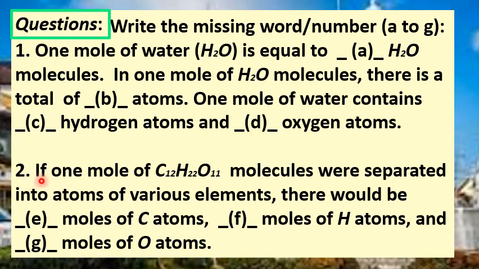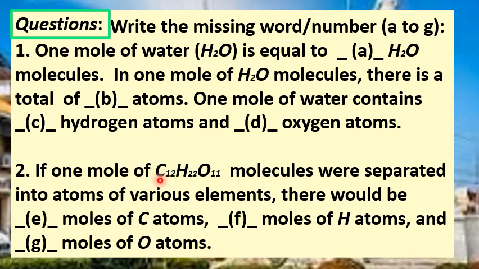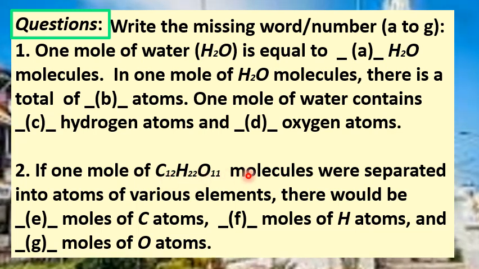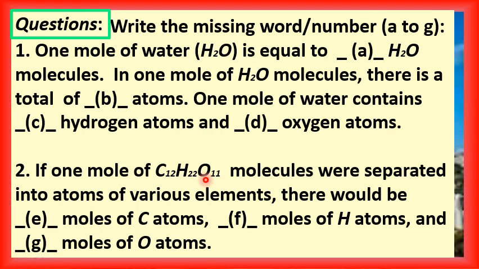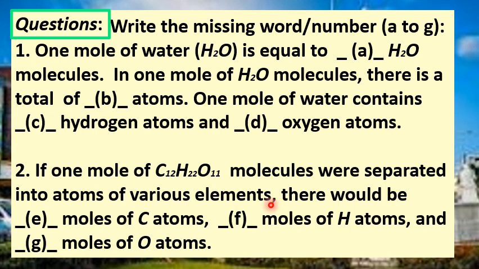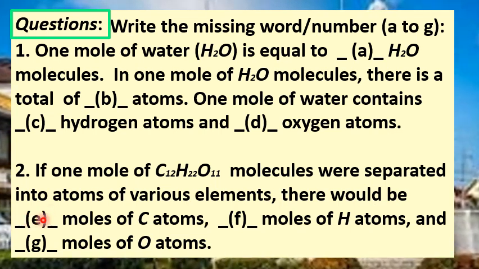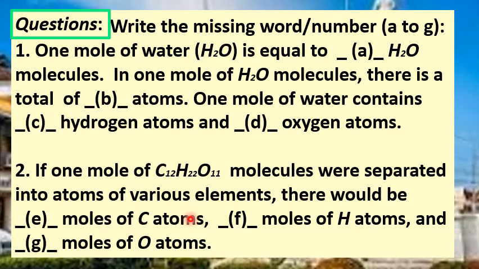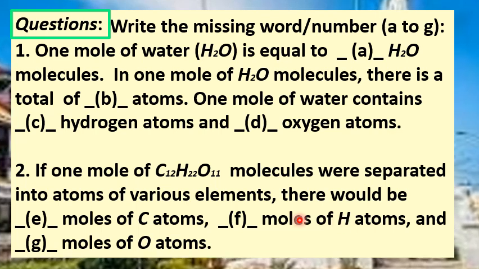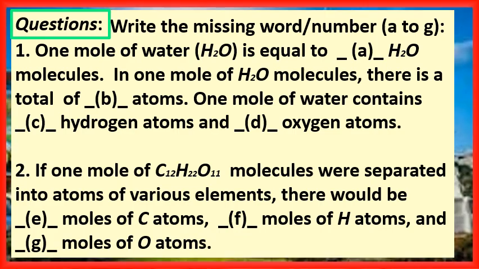Number 2, if 1 mole of table sugar or sucrose, C12H22O11 molecules, were separated into atoms of various elements, there would be, letter E, blank moles of carbon atoms, letter F, blank moles of hydrogen atoms, and letter G, blank moles of oxygen atoms.